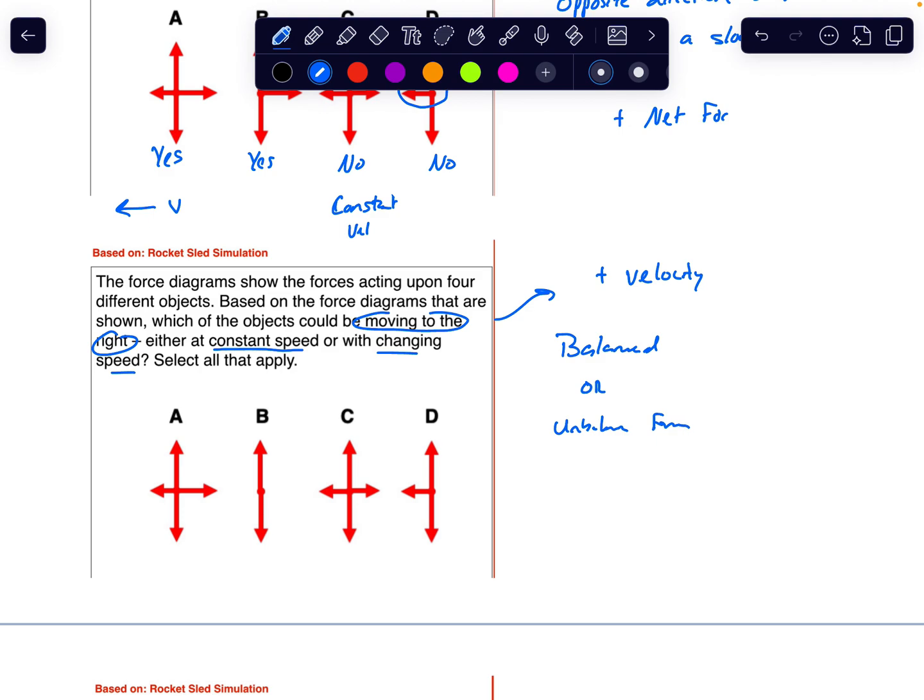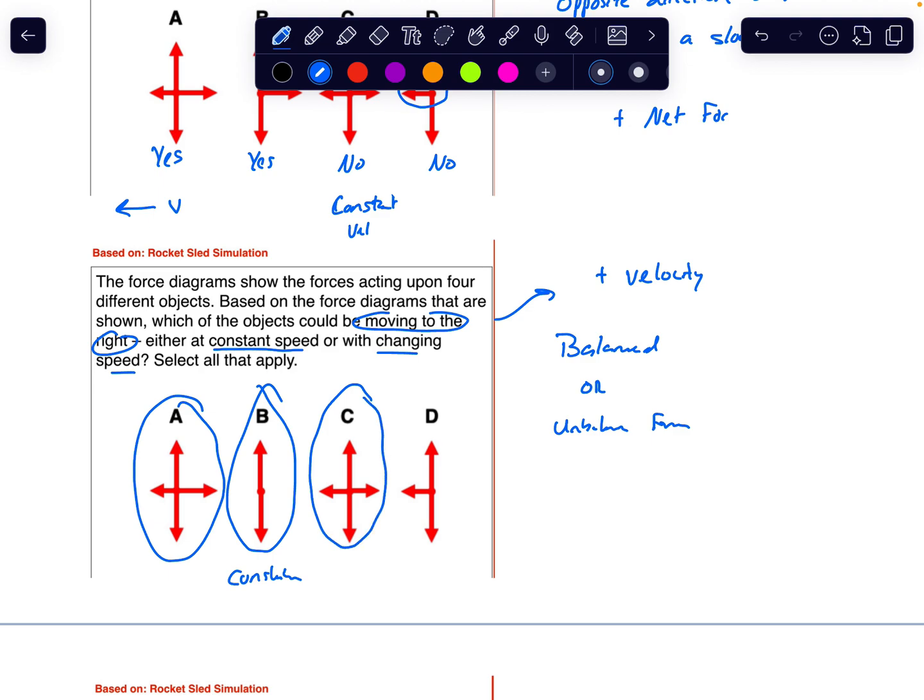Well, this one is unbalanced, so we could pick that because it's changing its speed. This one is moving at a constant speed, but we could pick it because that was one of the options, constant speed. This one again is balanced, so we have a constant speed, but that was one of our choices. And this is unbalanced, but it's pointing to the left. That would just cause it to slow down. That one also would work. So all of these would be answers for this question.